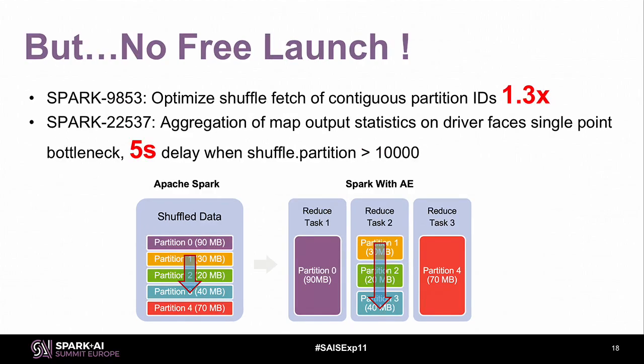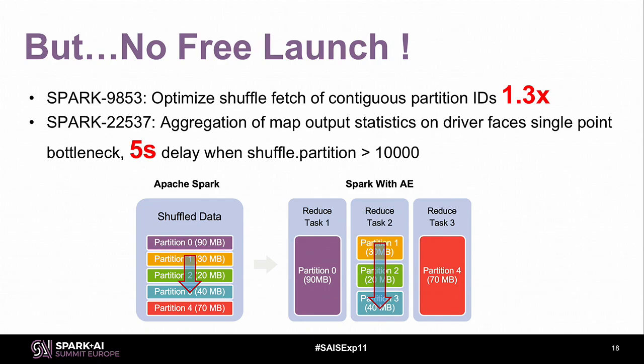But there's no free lunch. If we simply use the above algorithm, it will lead to performance degradation, so we add 2 important optimizations. The first is to optimize the shuffle read. In the previous case, for partitions 1, 2, 3, Spark needs 3 separate I/Os to fetch and process them, but they are physically contiguous. So with our optimization, Spark only needs 1 I/O. We can see 1.3 times performance improvement.